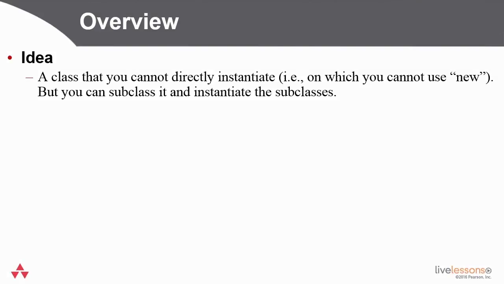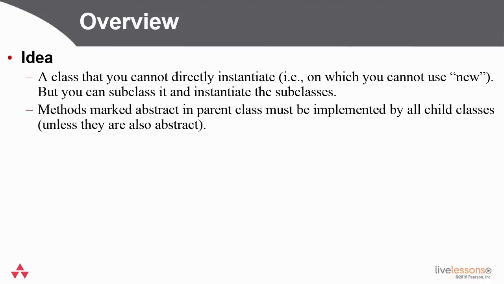Okay, the first way we can improve on the previous solution is to use an abstract class. Abstract classes are classes that you cannot directly instantiate. In other words, you can't call new on the abstract class, but you can subclass it, and then you can call new, you can instantiate the subclasses. In abstract classes, you can mark certain methods as abstract. Those methods must be implemented by all the child classes, unless they're also abstract classes. Otherwise, the code won't compile.